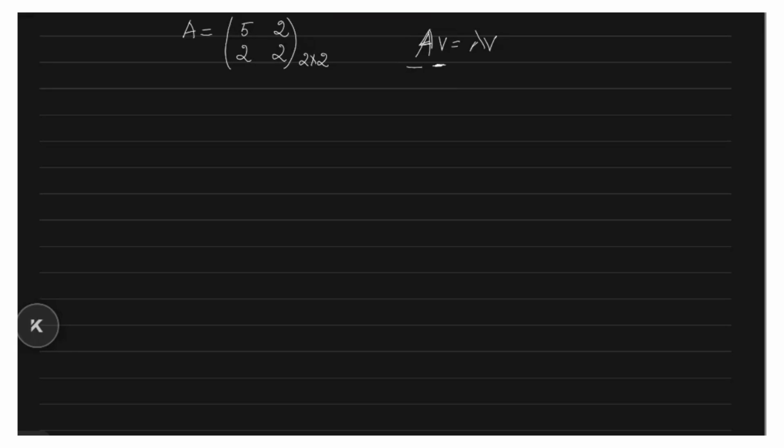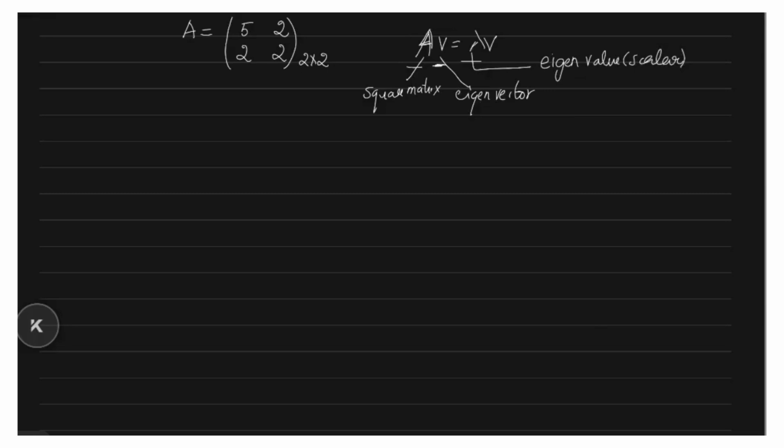So when you are multiplying a matrix and a vector, you can represent it with a scalar. Lambda is a scalar, so lambda into V is a scalar into a vector. This is the mathematical definition for eigenvalues and eigenvectors. Here A is a square matrix, V is the eigenvector, and lambda is the eigenvalue, which is a scalar value.